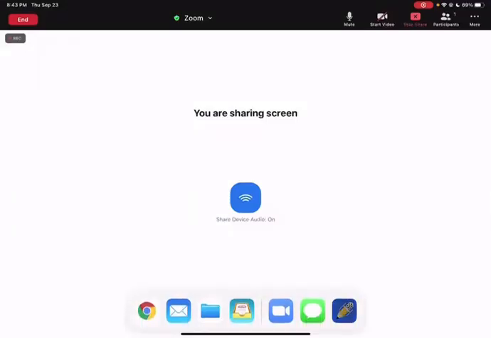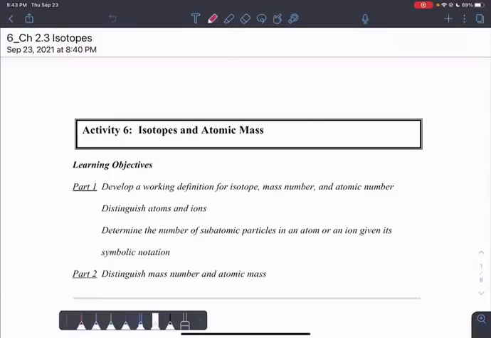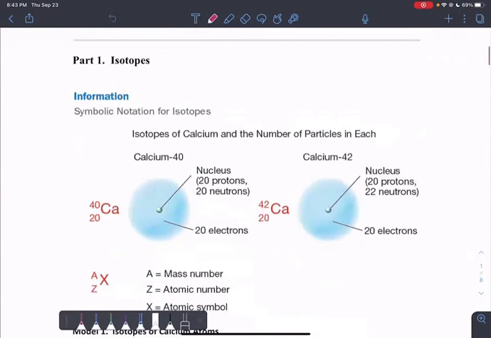Okay, so we are going to go over the other review activity that we didn't get to in class. Some people wanted a recording of it, so that is about isotopes and atomic mass.